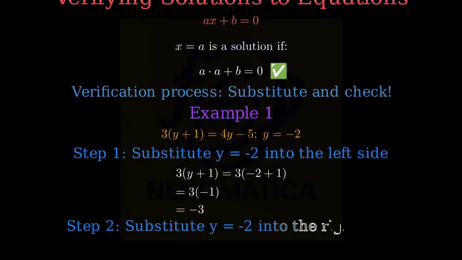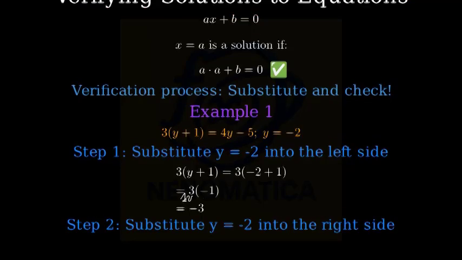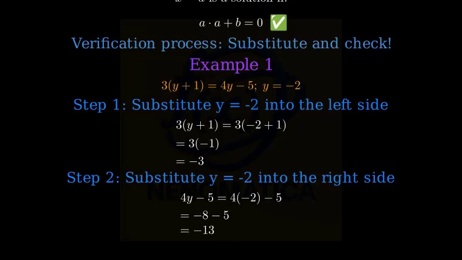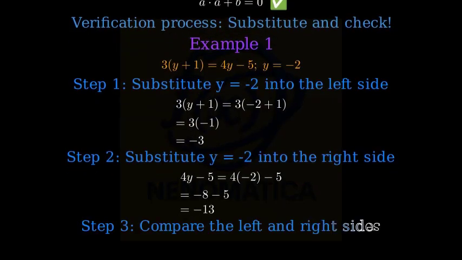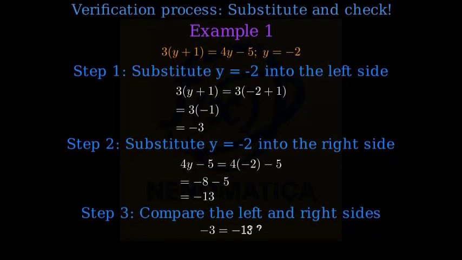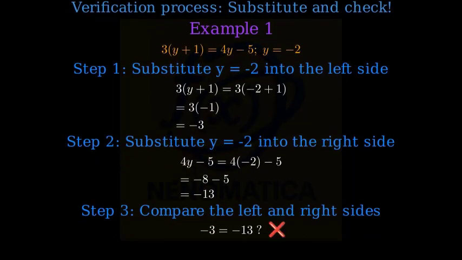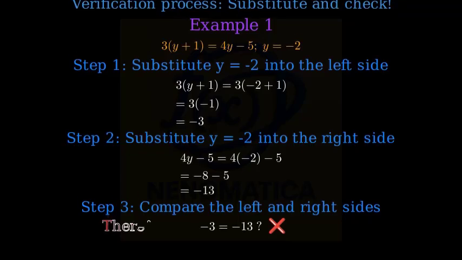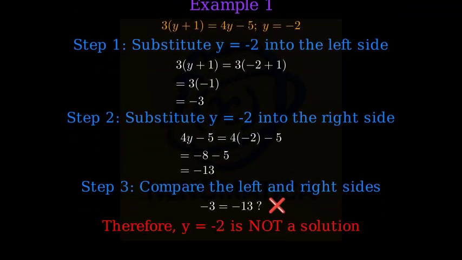Step 2. Now let's substitute y equals negative 2 into the right side of the equation. 4 times negative 2 minus 5. 4 times negative 2 is negative 8. Negative 8 minus 5 is negative 13. Step 3. Compare the left and right sides. We get negative 3 equals negative 13, which is clearly false. Since the left side does not equal the right side after substitution, y equals negative 2 is not a solution to the equation. Let's look at our second example.